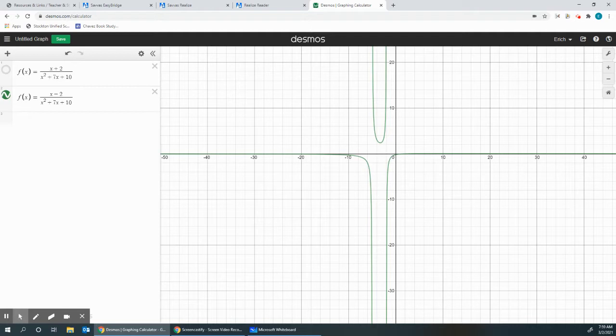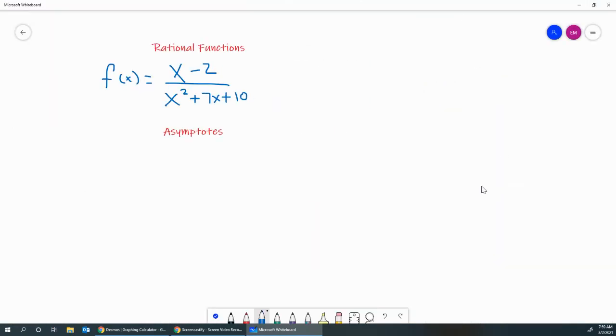But before we start on specifically talking about the parts of a rational function, I want to define a rational function for you. So here we go. If I have f of x is equal to x minus 2 over x squared plus 7x plus 10, that would be a rational function. Remember, a rational number is a number that can be written as a fraction. It doesn't necessarily mean you have to write it as a fraction. It just means that you can. So a rational function can be written as a fraction. So I have the rational function x minus 2 all divided by x squared plus 7x plus 10.